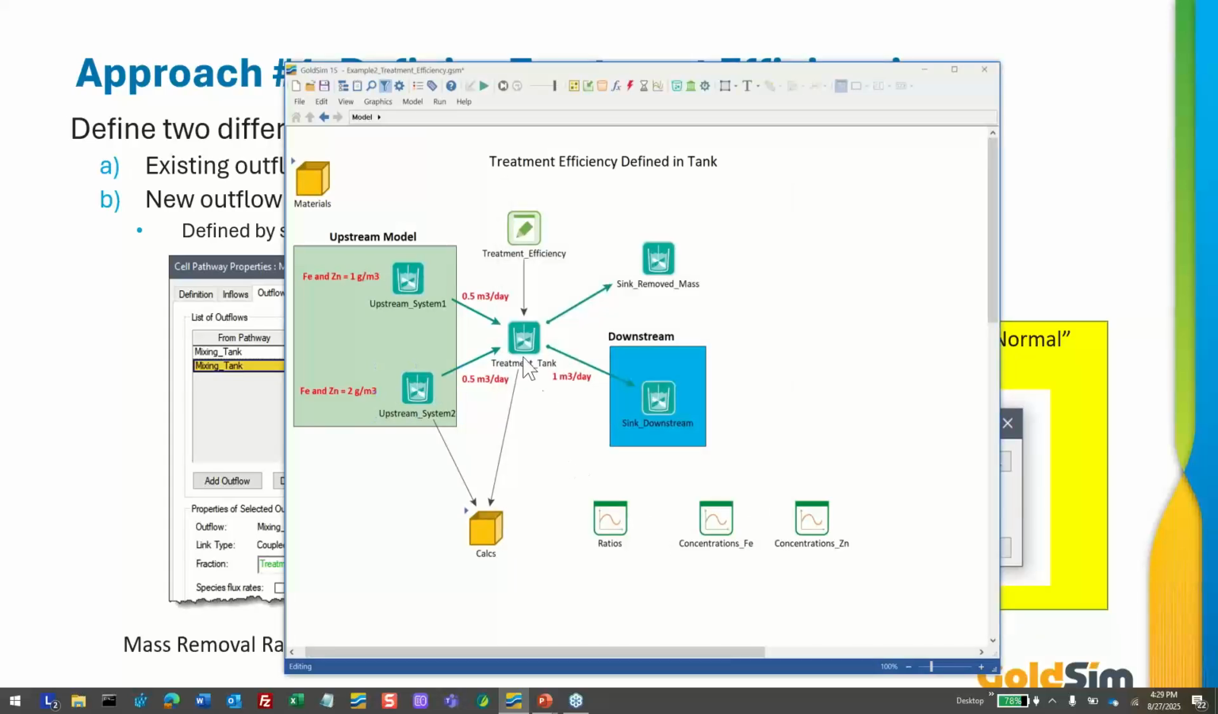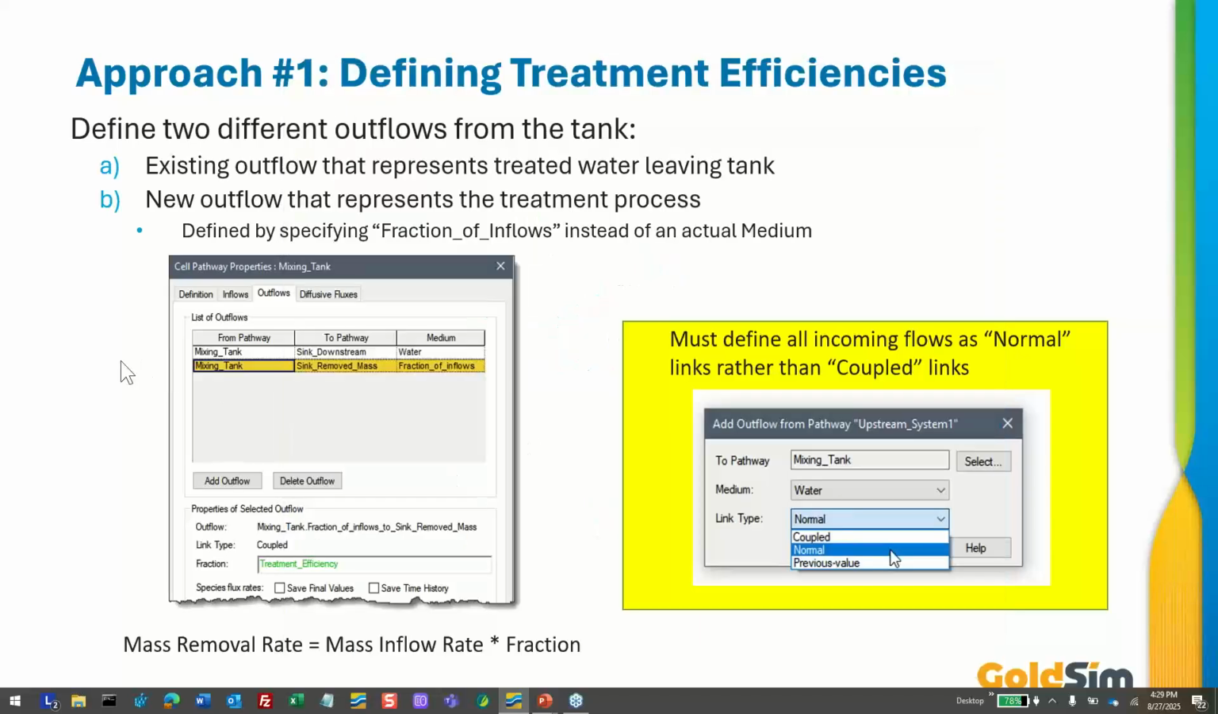If I set both of these to coupled, you wouldn't have any treatment at all. There would be no mass removed. So that's a very key point when you're using a treatment efficiency. Everything coming in has to be coming in as a normal link. Straightforward to do, but you have to remember to do that.